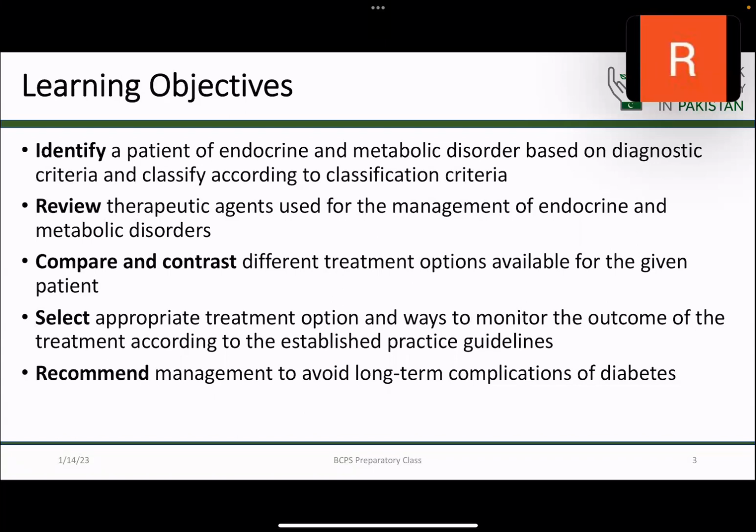So the second learning objective is to review therapeutic agents which are used for the management of endocrine and metabolic disorders. And we are talking here about thyroid disorders, diabetes, and obesity. And we will compare and contrast different treatment options available for the given patient of thyroid disorders and diabetes. We will try to select appropriate treatment option and ways to monitor the outcome of the treatment according to the established practice guidelines. And we will also learn to recommend management to avoid long-term complications of diabetes.